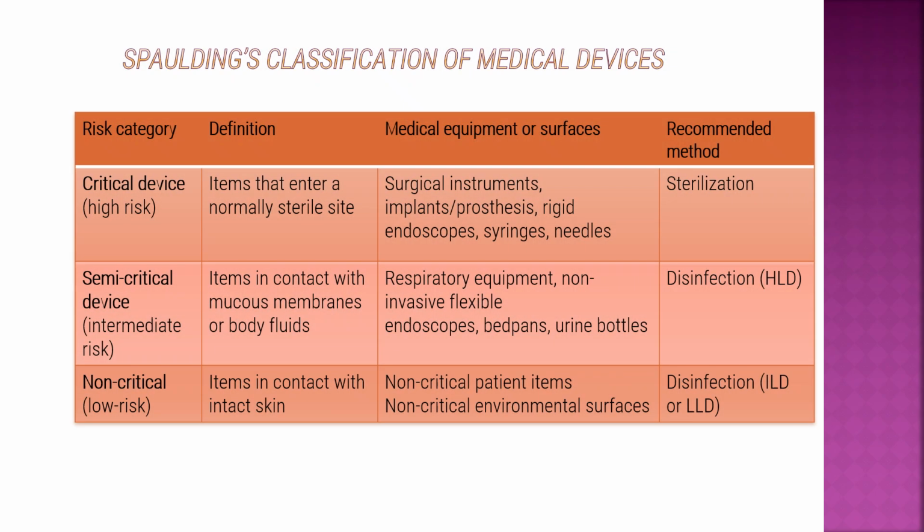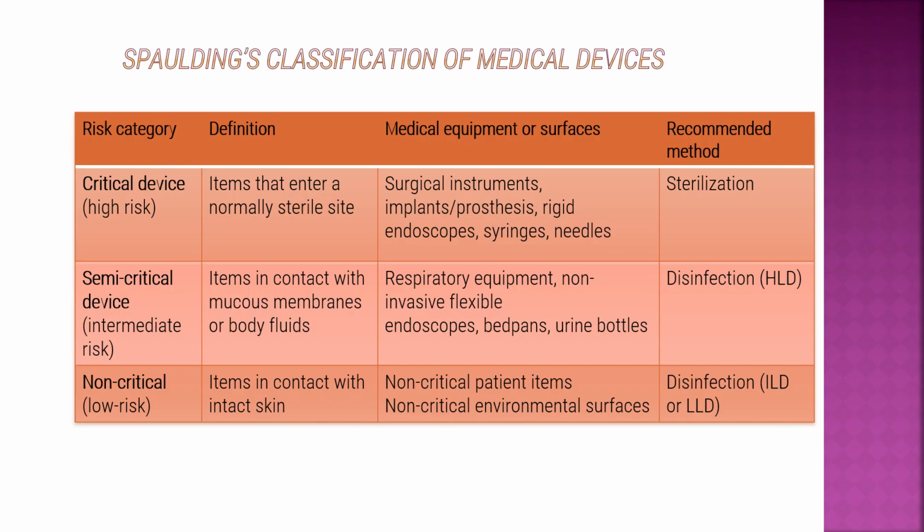Spaulding's classification of medical devices. They are categorized into critical device, high risk; semi-critical device, intermediate risk; and non-critical device, low risk. So critical devices are items that enter a normally sterile site. So they are invasive. The examples are surgical instruments, implants, prostheses, rigid endoscopes, syringes, needles. So the recommended method is sterilization.